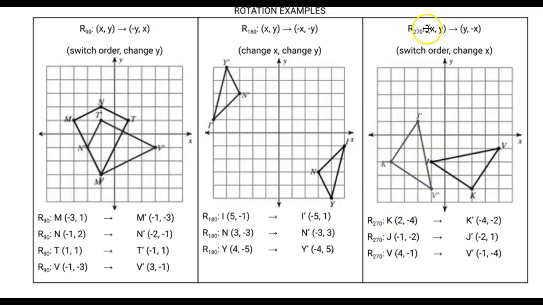And then for a rotation of 270 degrees, (x, y) becomes (y, negative x), which is very similar to a rotation of 90 degrees. Remember, we switched the order and changed y. In this case, we switched the order and changed the x.